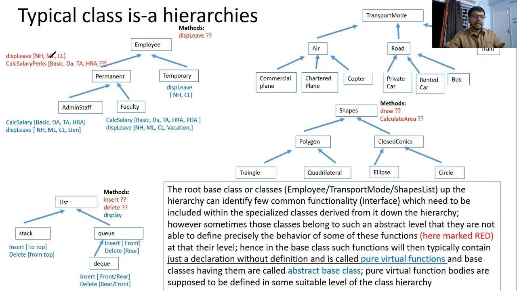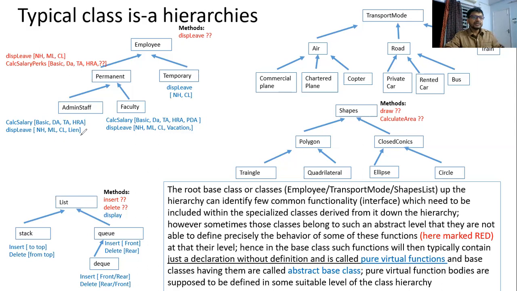Okay, and at the same time, even among the permanent employees, if you are administrative staff or a faculty, you will enjoy different kinds of leave. So for example, faculties generally enjoy vacations, both summer vacations and winter vacations. However, the administrative staff don't have vacations; rather, you can think of those people as enjoying lien, like they can take a short leave of say a year or two, join somewhere else and again come back, so their job will be secure.